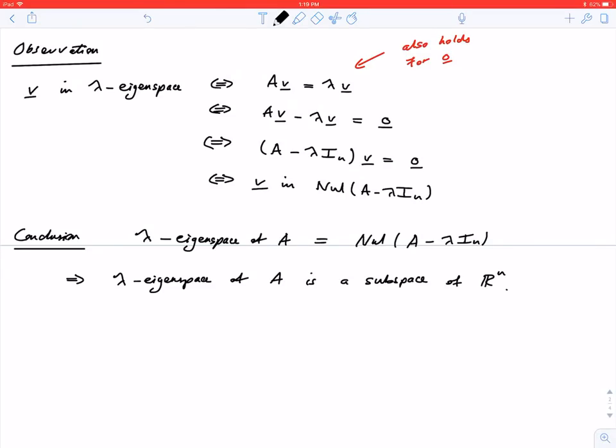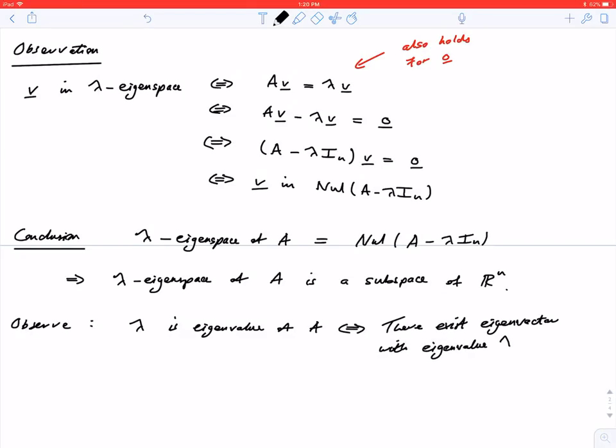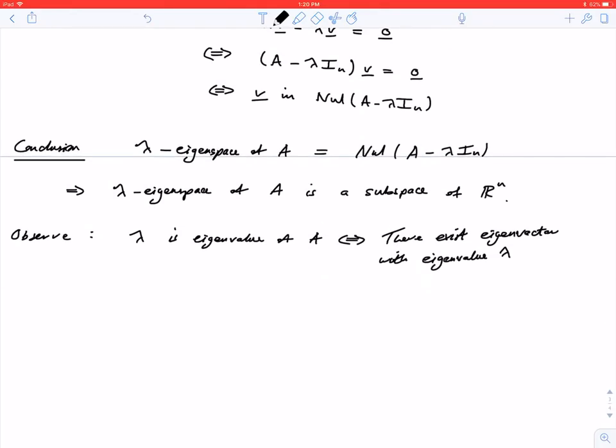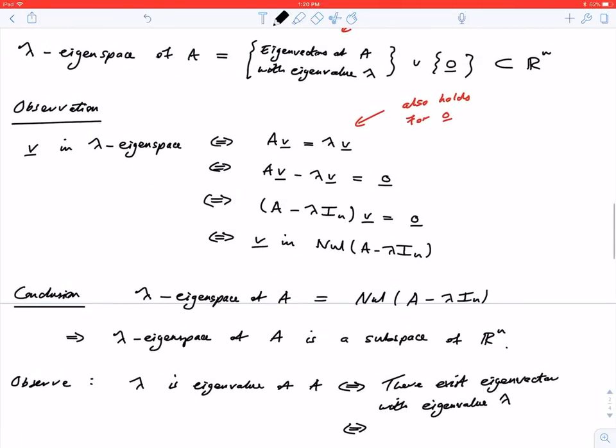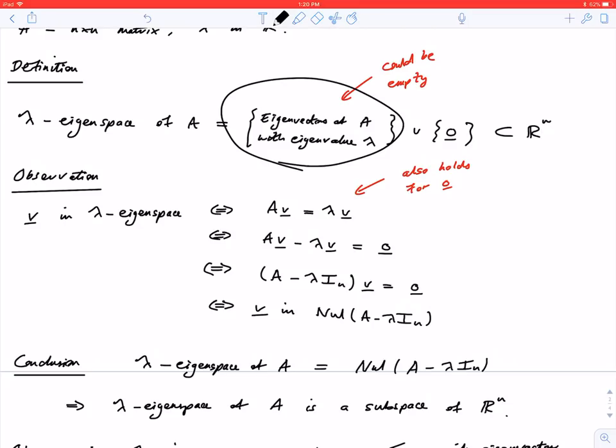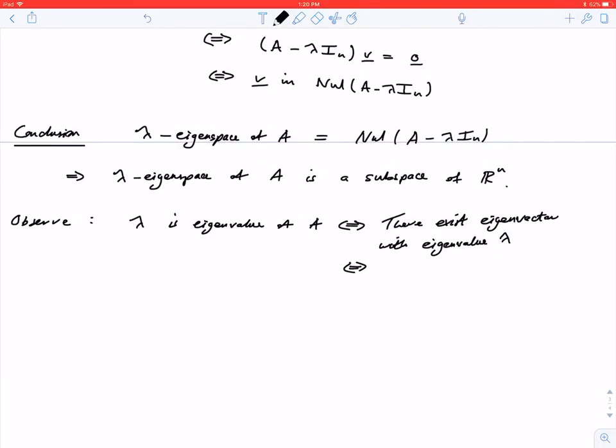Pretty neat. So, what does it mean to be an eigenvalue? Well, observe that lambda is an eigenvalue of A if and only if, let's get this careful, there exists an eigenvector with eigenvalue lambda. It's kind of strange. So we need an eigenvector to be called an eigenvalue. This is if and only if what? Well, let's go back to the eigenspace. That's if and only if this thing is not empty. So we want there to be something in there. That's exactly the same statement as saying the eigenspace is non-zero.